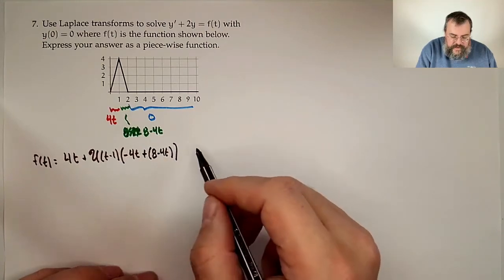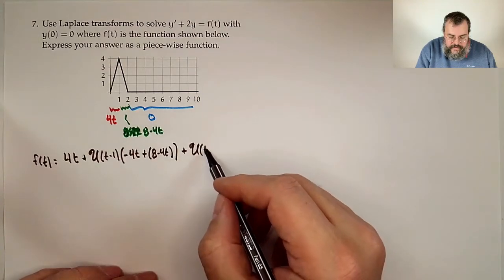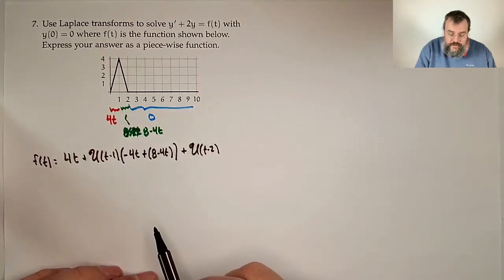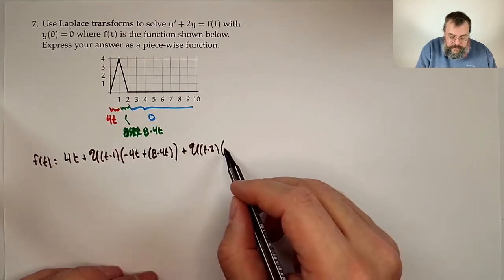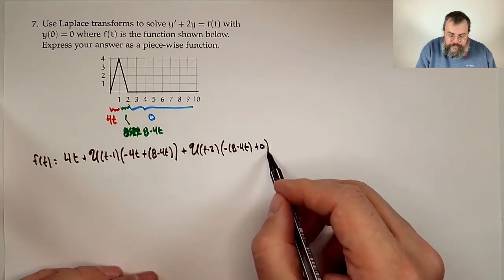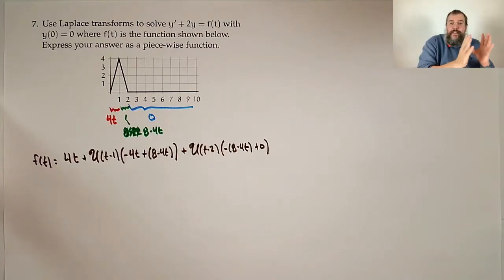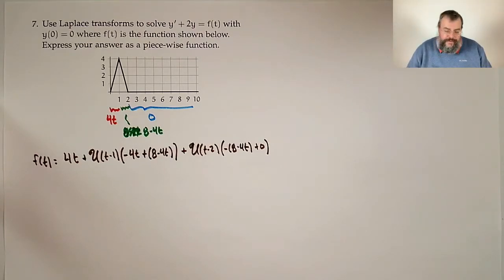All right, great. And now the other thing is we say u of t minus 2, because we switch behaviors at 2. And we say, all right, turn off the 8 minus 4t. And then what? Turn on 0. Okay, so there's f of t in our one-line notation using our step functions. Now, as we always like to do, we want to clean up our functions. So if it's u of t minus a, the piece attached to it looks like t minus a. So let's see if we can do that here.